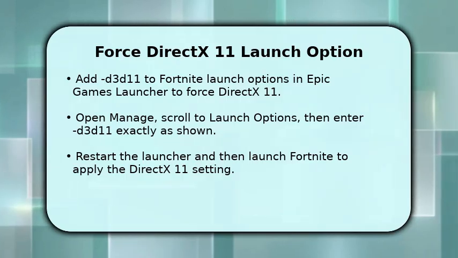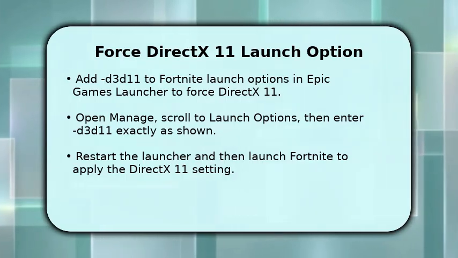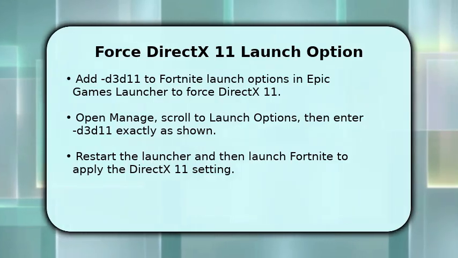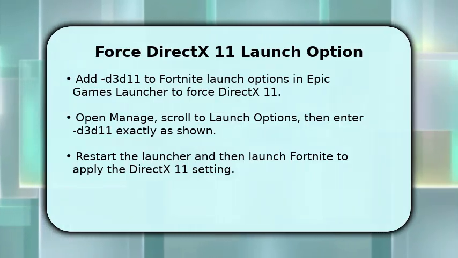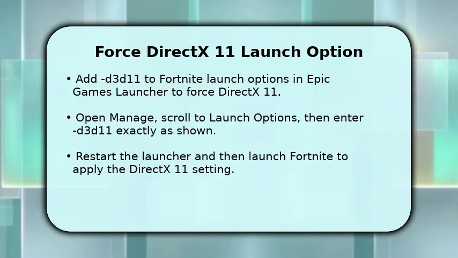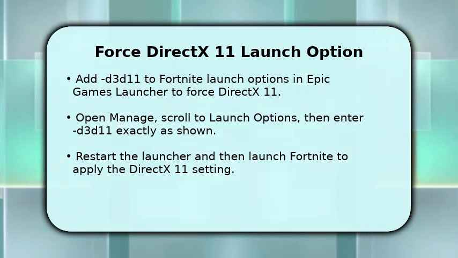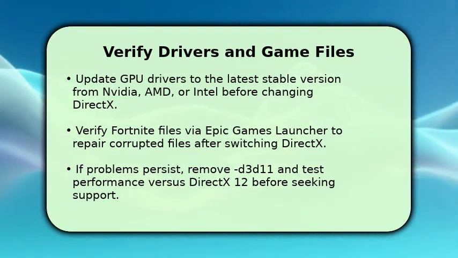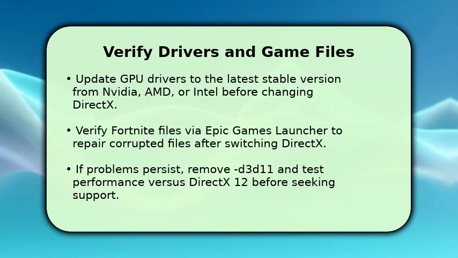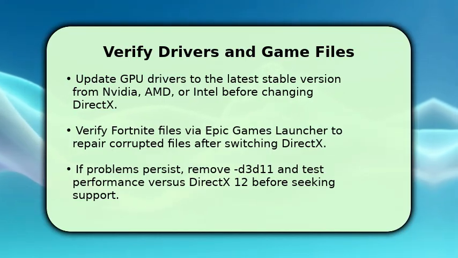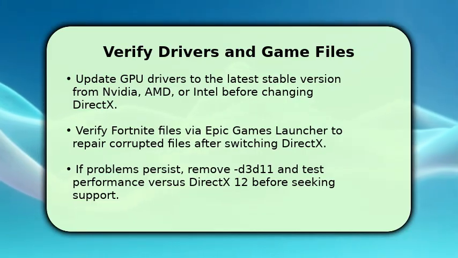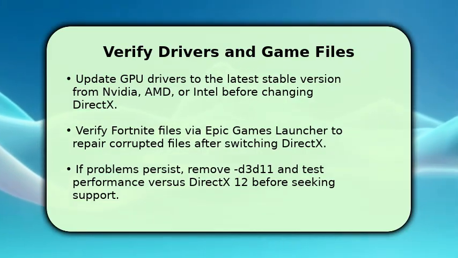Save the setting by closing the Options dialog and restart the Epic Games Launcher once to ensure the change takes effect. Launch Fortnite and confirm the game runs under DirectX 11 after startup completes. Before changing DirectX, update your GPU drivers to the latest stable version from NVIDIA, AMD, or Intel. After adding the D3D11 launch option, verify Fortnite files via Epic Games Launcher to repair any corrupted or mismatched files.